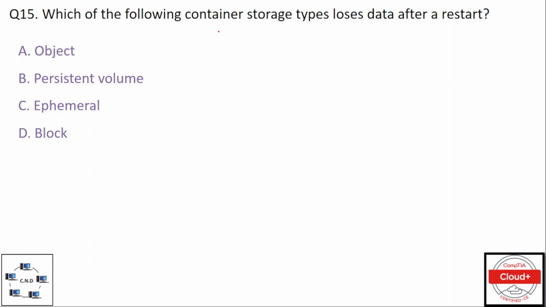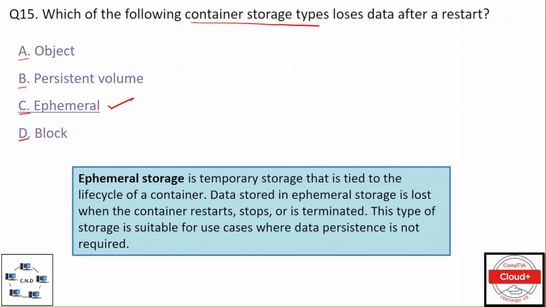Question number 15. Which of the following container storage types loses data after a restart? And the options are option A, object, option B, persistent volume, option C, ephemeral, option D, block. Option C, ephemeral. So ephemeral storage is temporary storage that is tied to the life cycle of a container. Data stored in ephemeral storage is lost when the container restarts, stops, or is terminated. This type of storage is suitable for use cases where data persistence is not required.